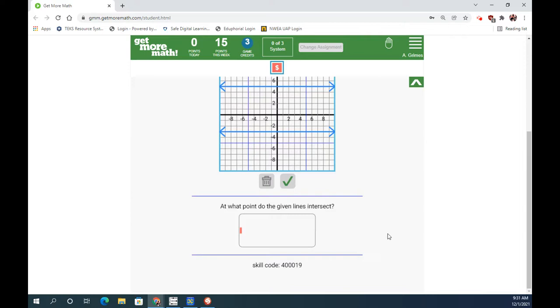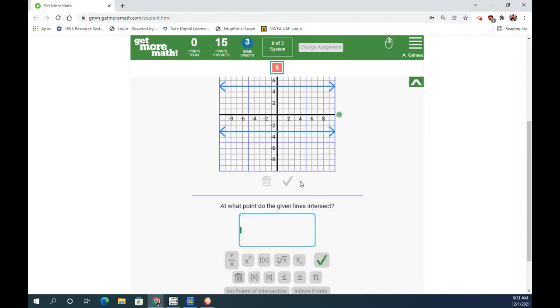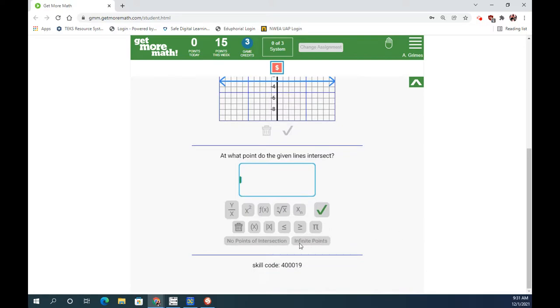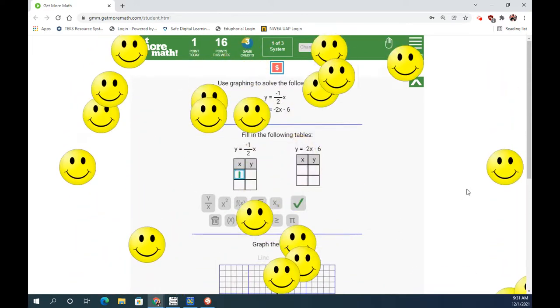Let's just type in no solution, see what happens. Oh, I got to check it out. Oh, there it is. At what point? No points of intersection, no solution. There it is. All right.